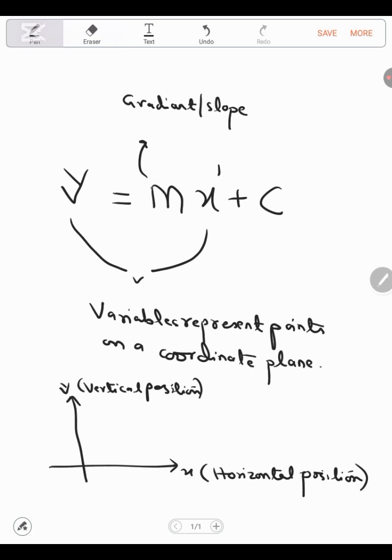Now if it's a positive gradient, we will say that the line increases from left to right. And if the gradient is negative, it means that it is decreasing. And if the gradient is 0, then the line is a horizontal line.